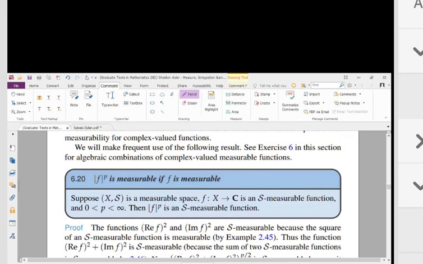And we have this proposition: suppose X, S is a measurable space, f from X to C is an S measurable function, and p belongs to the interval (0, infinity). Then the absolute value of f to the power of p is an S measurable function too. So this power of f is measurable if f is measurable.